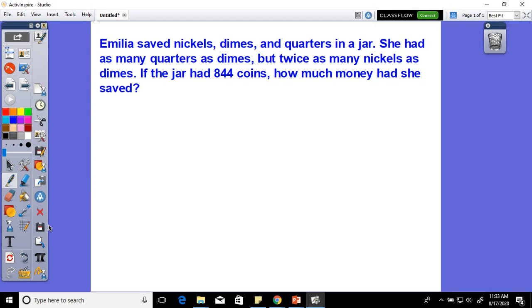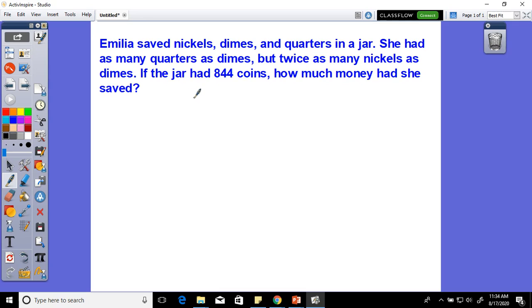Okay, guys, let's talk about this problem here. This is our introduction problem for the lesson today, which is over simplifying expressions. The problem reads, Amelia saved nickels, dimes, and quarters in a jar. She had as many quarters as dimes, but twice as many nickels as dimes. If the jar had 844 coins, how much money had she saved?